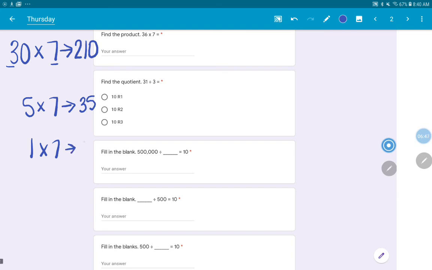And 1 times 7 is 7. So why did Olivia break her numbers apart like that? I like how you did that, Olivia. Why did she break her numbers apart that way? So it would be easier to count. Yeah. We know 30 plus 5 plus 1 equals 36.